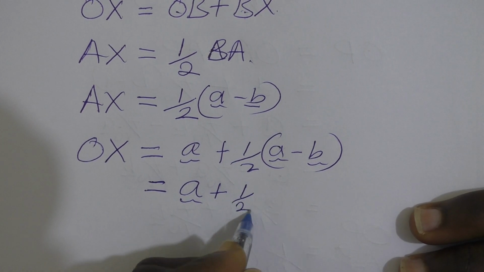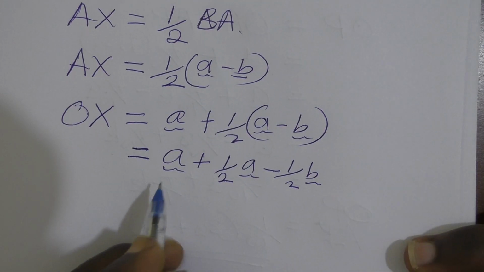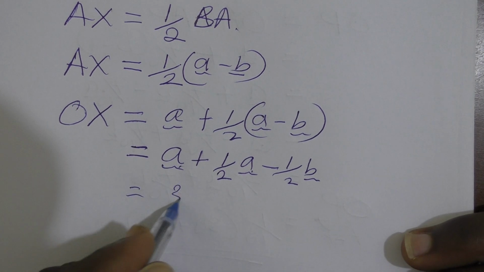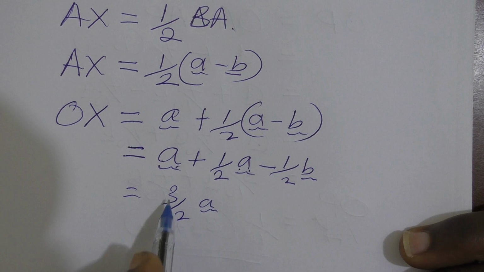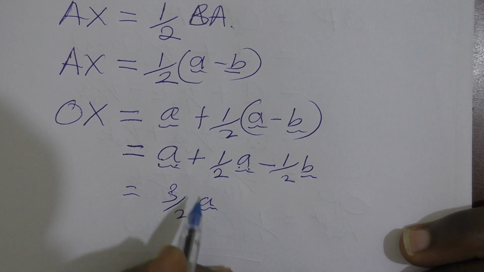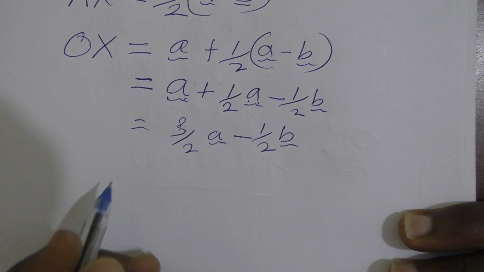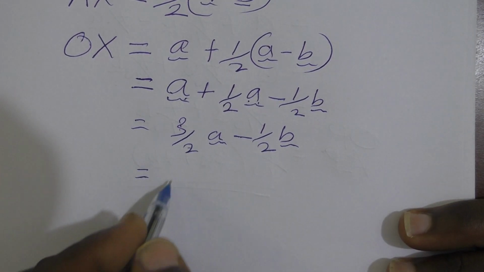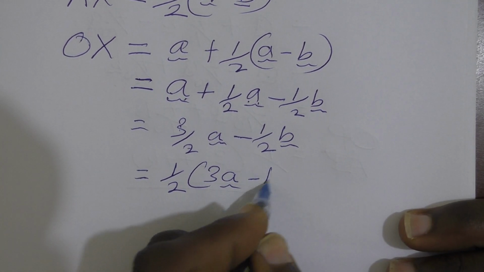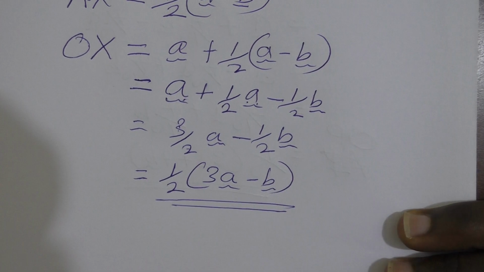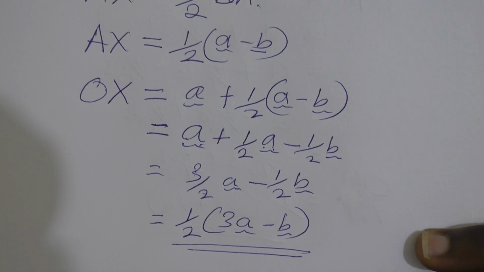Plus a half A minus a half B. So this gives us 3 over 2 A. When you add 1 plus a half, you get 3 over 2 A minus a half B, which will be, the common factor is a half, therefore we remain with 3A minus B. So that could be our value for OX.